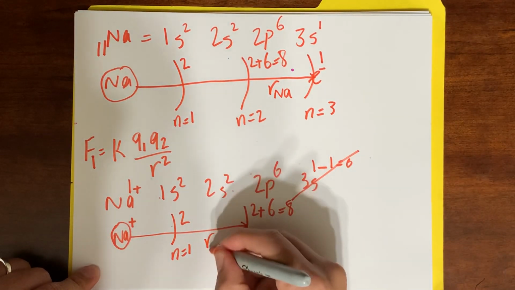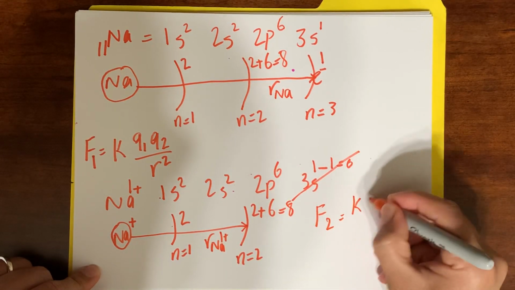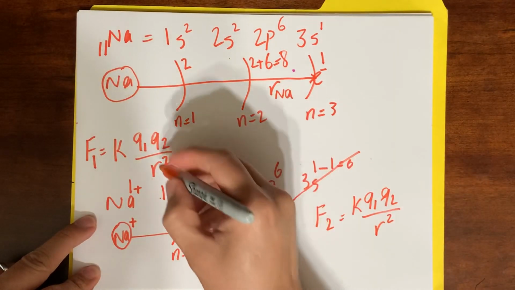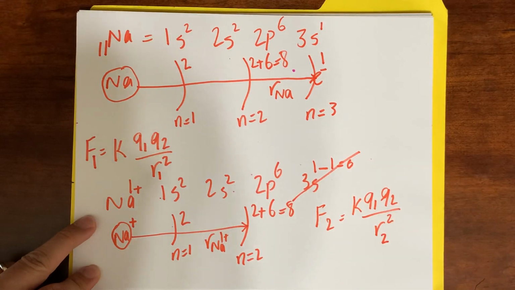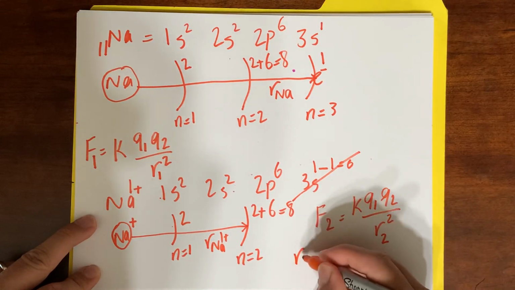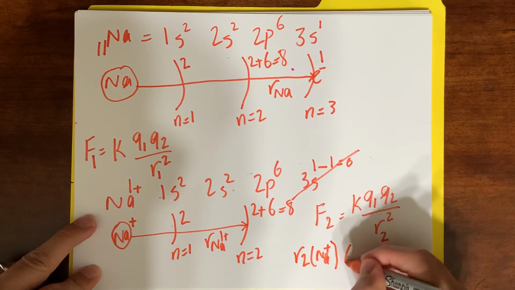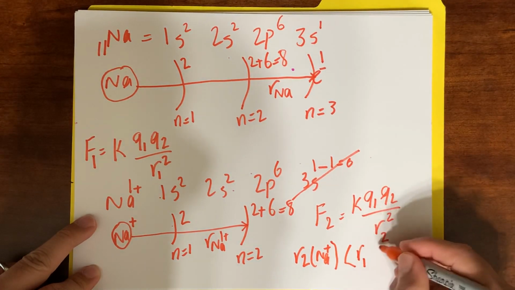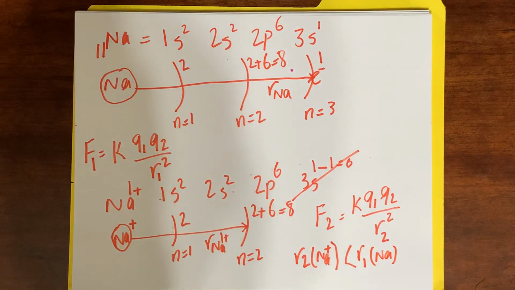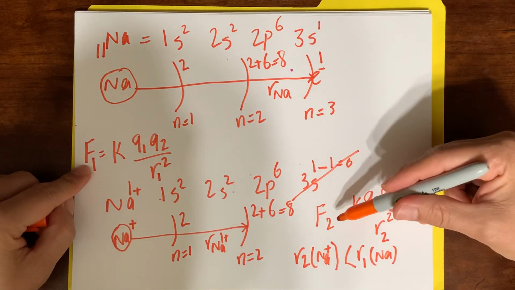And let's call this one R of sodium cation. Force will be K, Q1, Q2 divided by the square of R. I'm going to call this one 1, and I will call this one 2, to represent the sodium cation. R2, or R of sodium cation, is smaller than R1, or the sodium metal. So F1 is going to be smaller than F2.